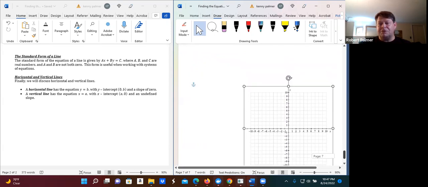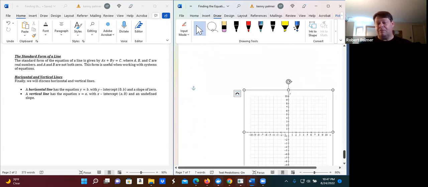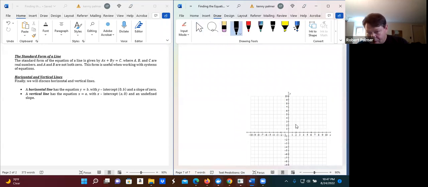Okay, now first let's find this point, 2, 3. So go over 2, up 3. So the point 2, 3 is right here. Now, the horizontal line that goes through 2, 3 looks like this. And the vertical line that goes through 2, 3, of course, looks like this.